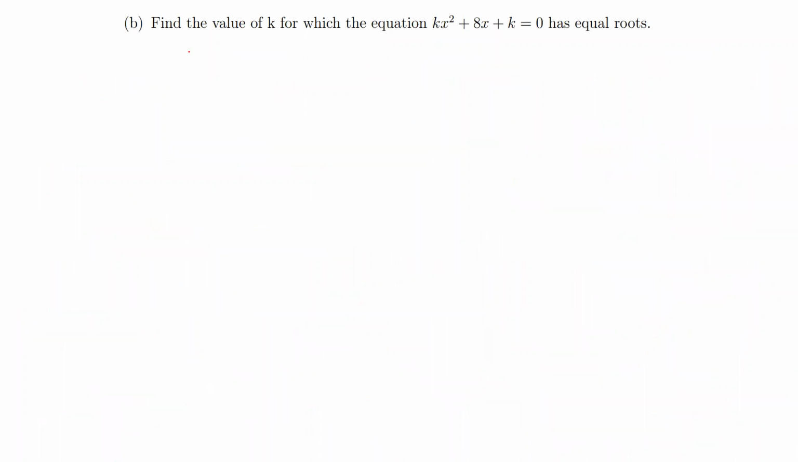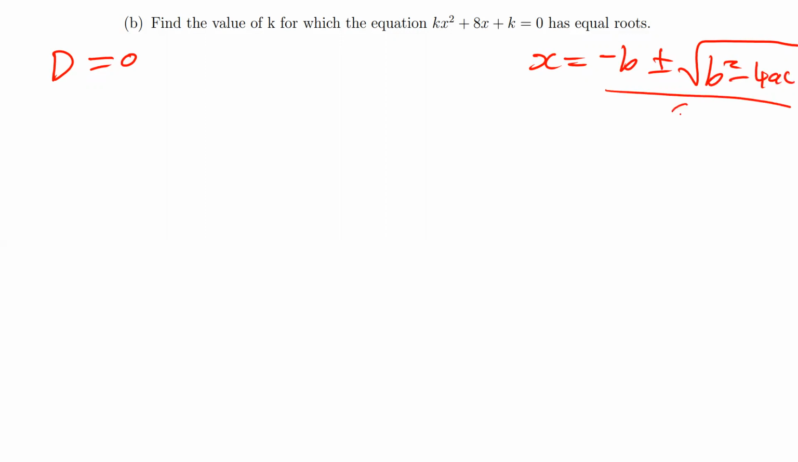Let's proceed. All right, so the question is: find the value of k for which the equation kx squared plus 8x plus k is equal to 0 has equal roots. We said when the equation has equal roots, it means that the discriminant is equal to 0. Remember, the discriminant is taken from the quadratic formula, which is x equals negative b plus or minus the root of b squared minus 4ac, everything over 2a.